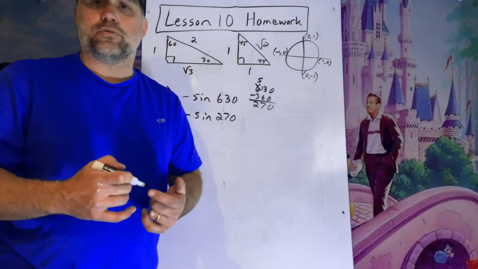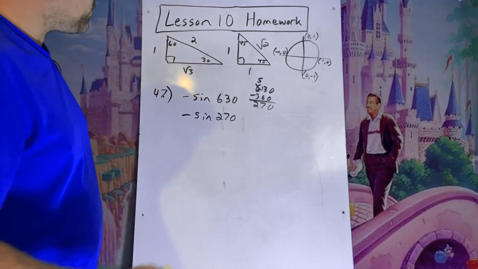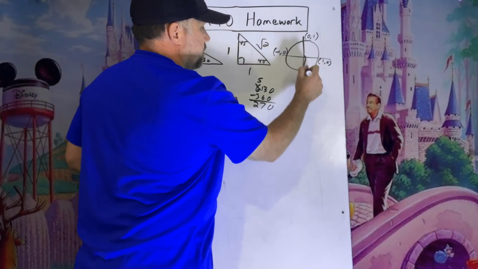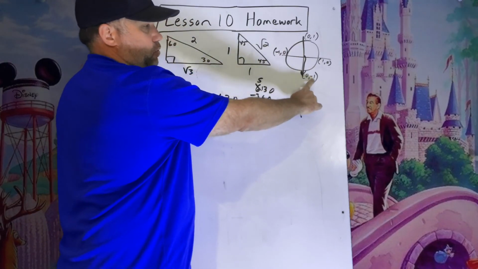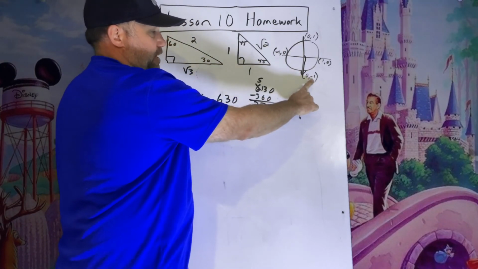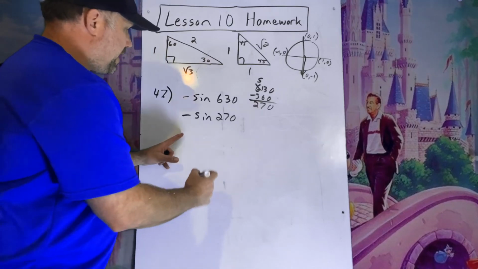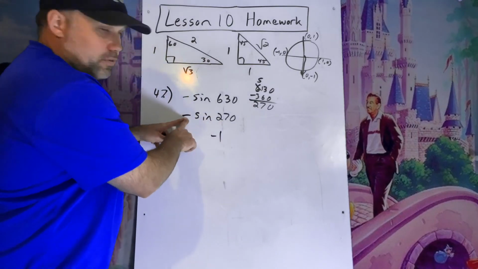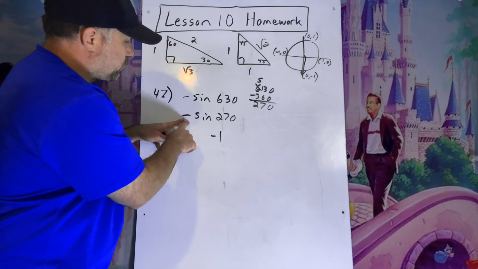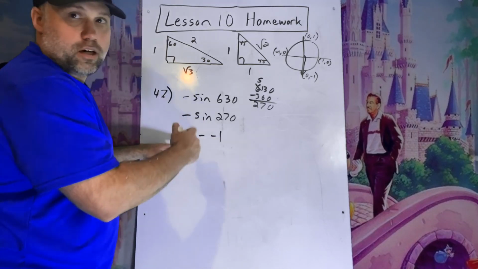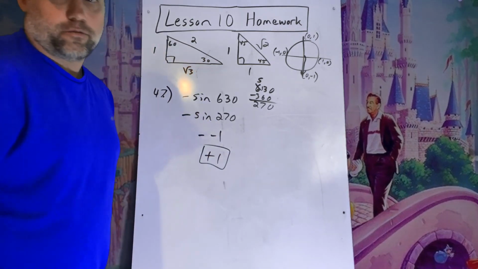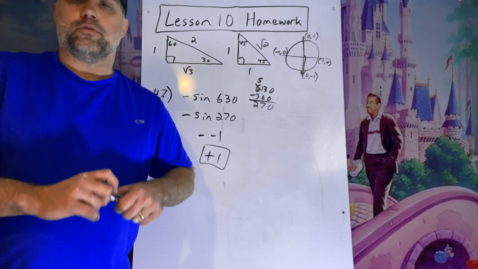270 we get from our unit circle. It's one of our quadrantal angles. So I go to the unit circle. 270 is right down here. Sine is going to be your y value, and the y value down here is negative 1. So I have the sine of 270 is negative 1. But remember, there was a negative out in front of the original problem, so it's the negative of negative 1, which makes the final answer positive 1. So that's why that one was positive 1.